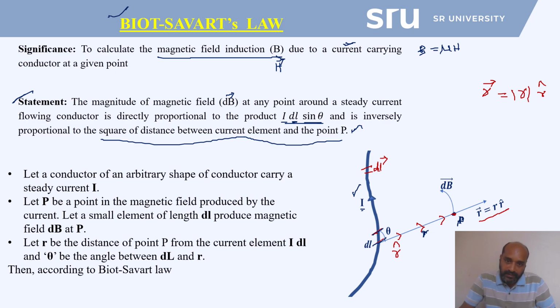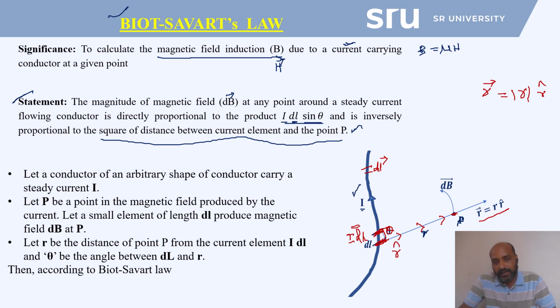And if we consider that small segment dl, then the current through only this small segment will be I dl. The total current through this entire length is I, of course, but through only this small segment it will be I dl. Now this particular point P is making an angle of theta with this small segment dl.